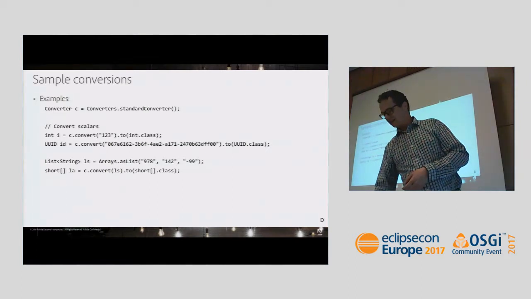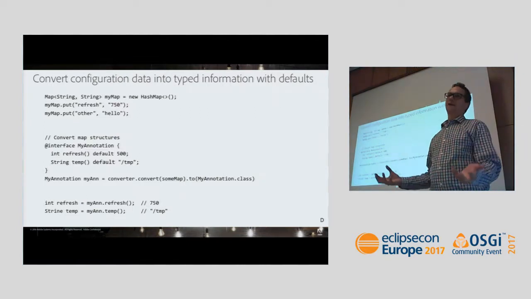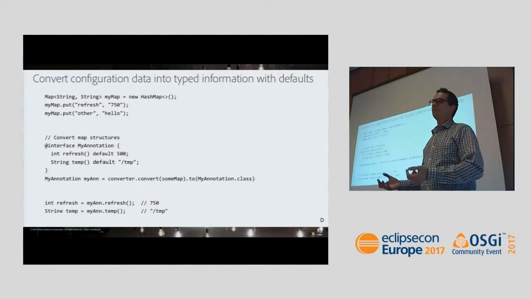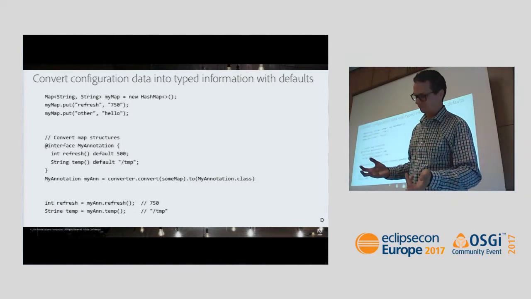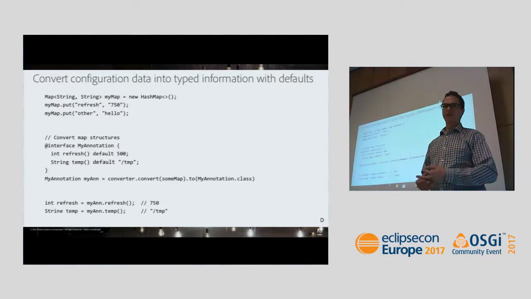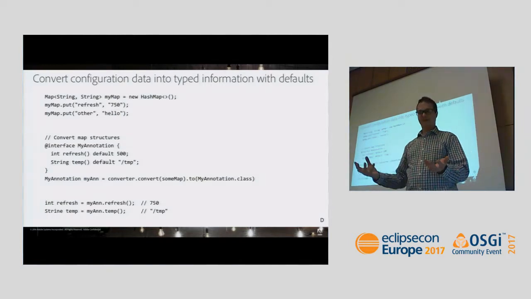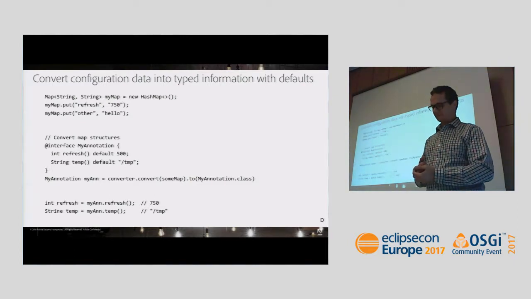But where it gets really interesting is when you want to convert map type data from one type to another. And a typical use case is, let's say you have a map of configuration values and you want to use these at runtime. So your map might contain some strings, but really at runtime you want to consume these things as typed objects. And you might have defaults that are not specified in your map. And this is really where the converter can become very helpful.